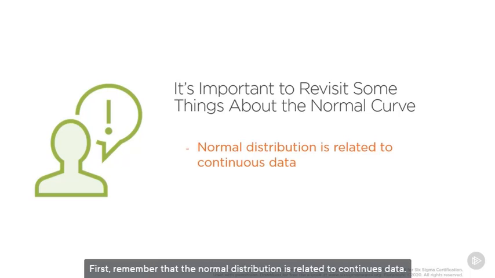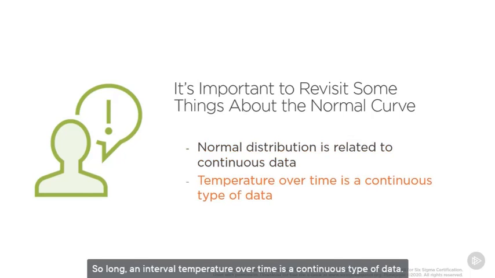First, remember that the normal distribution is related to continuous data. This means that your data is associated with random variables that can take the form of any of an infinite number of points along an interval. Temperature over time is a continuous type of data.